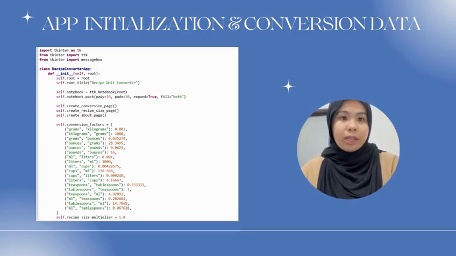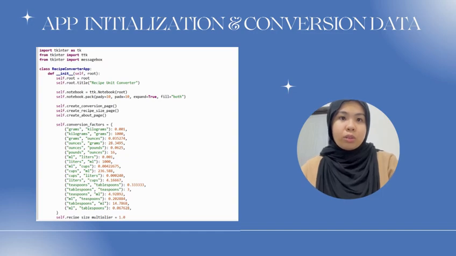My matrix number is F1059 and we are going to explain about the presentation of the problem-based task 2, and I'm going to explain my part first. So my part is about app initialization and conversion data.